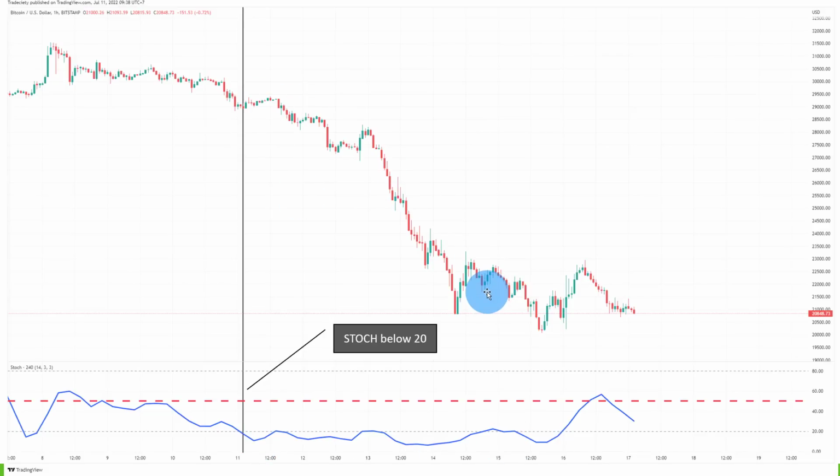And the most important takeaway I think that you can have here with the stochastic is to rethink how you would use it. Do you think that oversold means buying? Do you think overbought means selling?